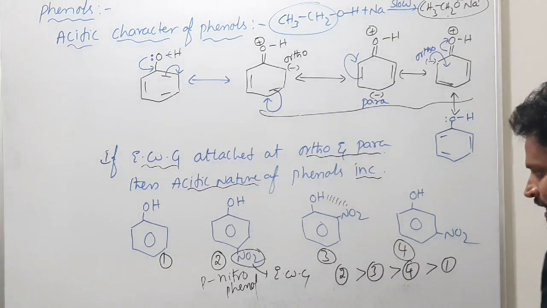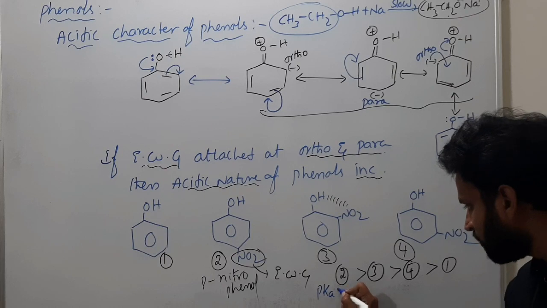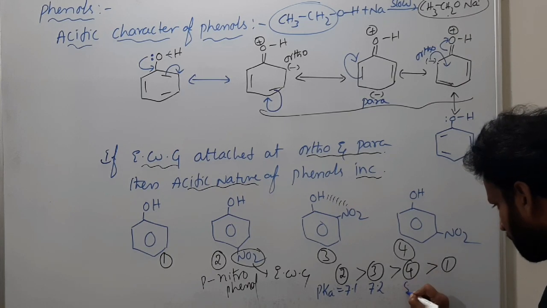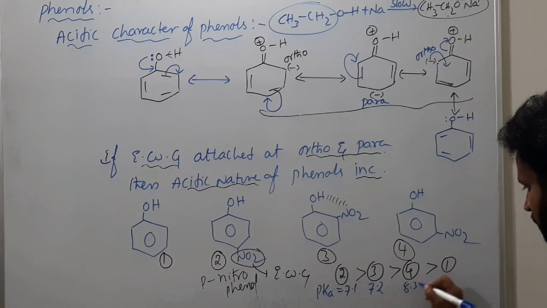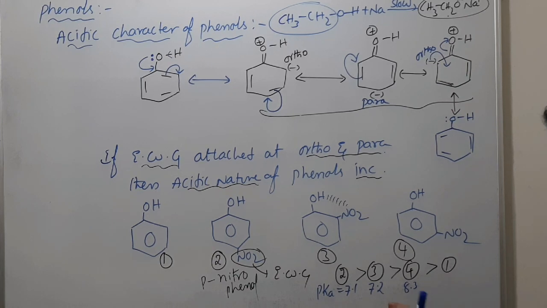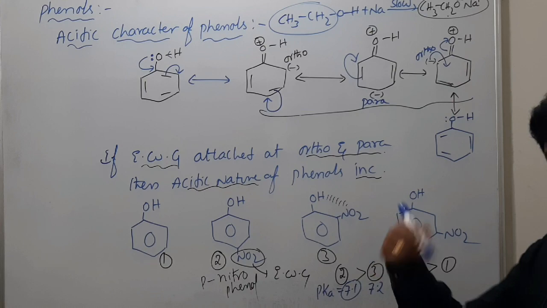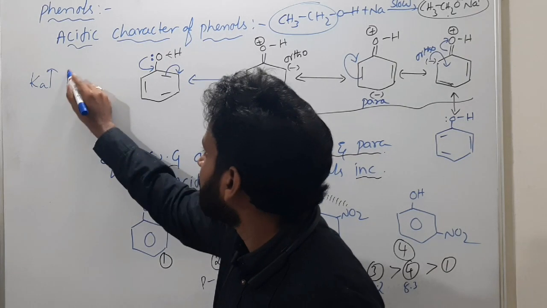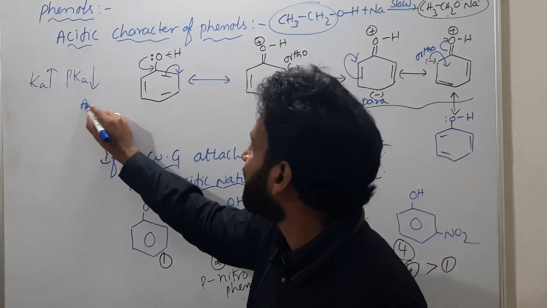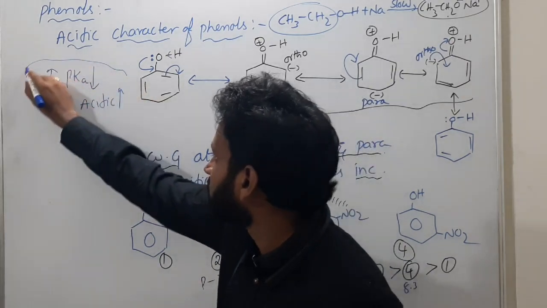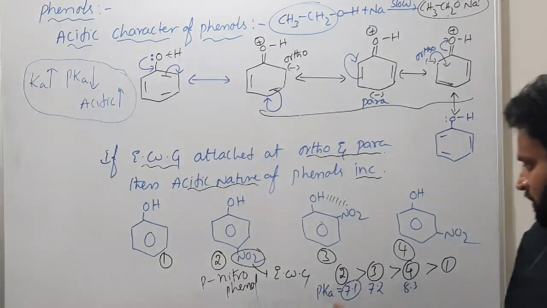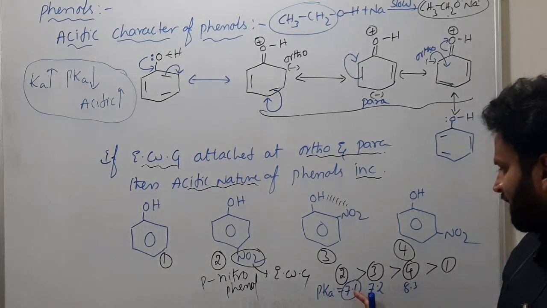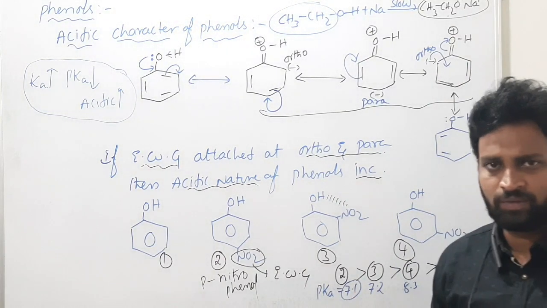It's a small difference actually. If you want pKa values, I will give them. It's 7.1, it's 7.2, and some 8 point something, 8.2 something. So when the pKa value is less, the acidic character is more. Do you remember I gave this previously? When the Ka value is more, the pKa value is less, then the acidic character is more. Do you remember this? So for para-nitrophenol, the acidic character is more and its pKa value is 7.1 something.